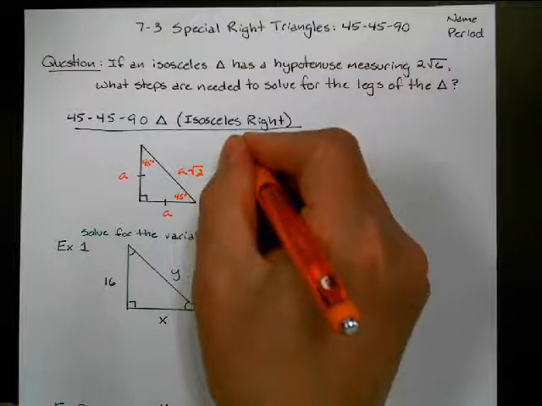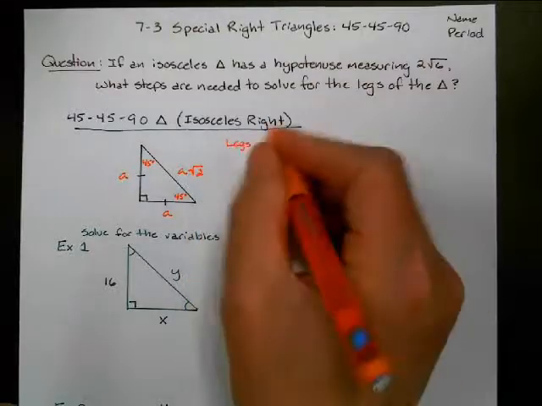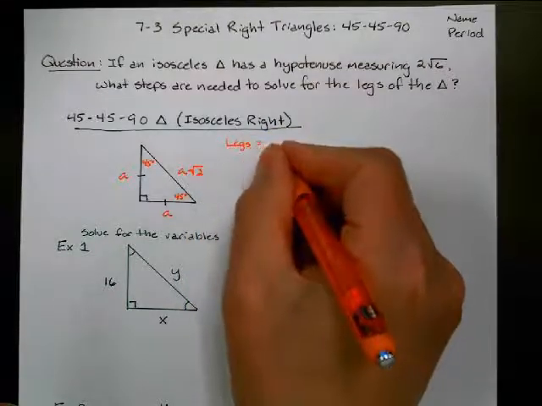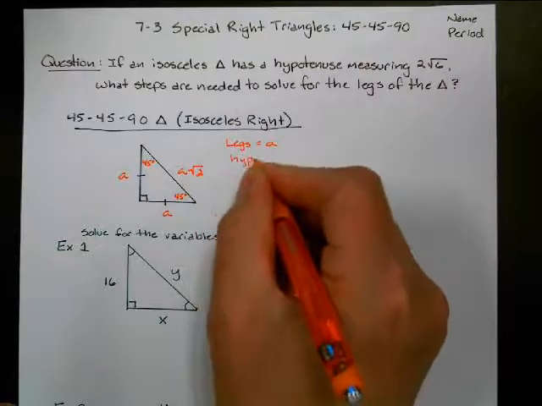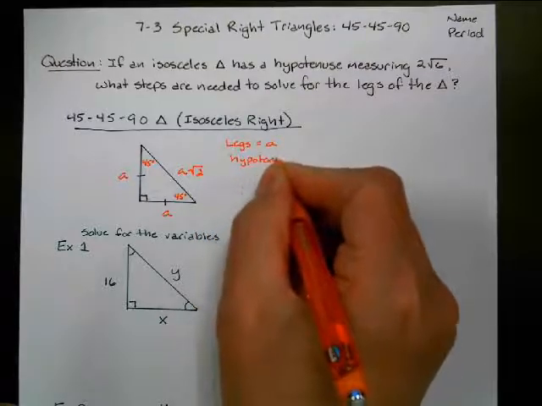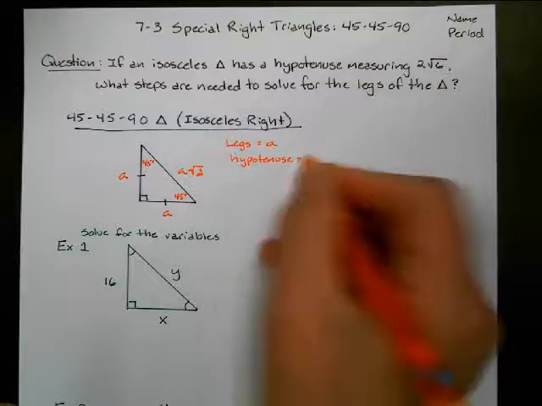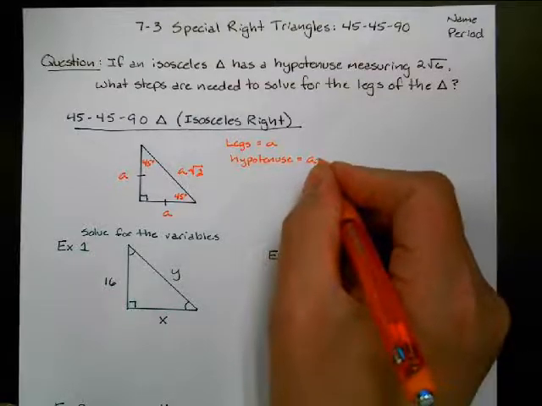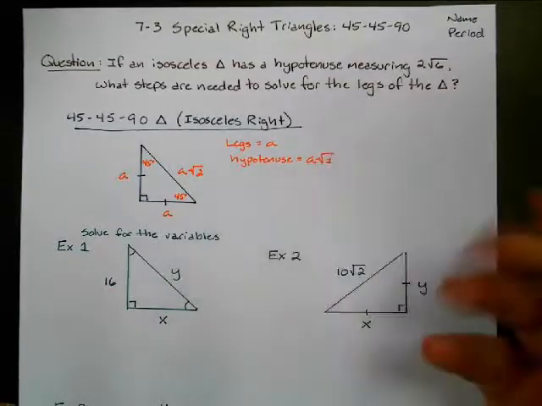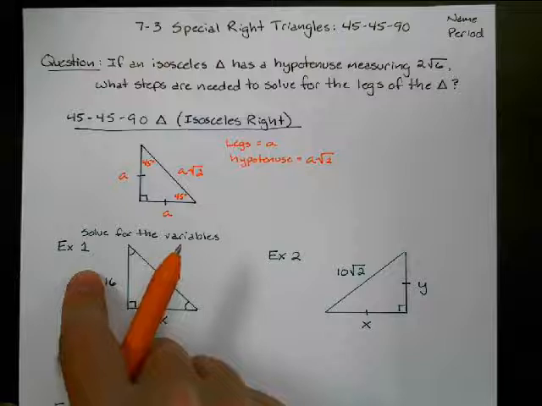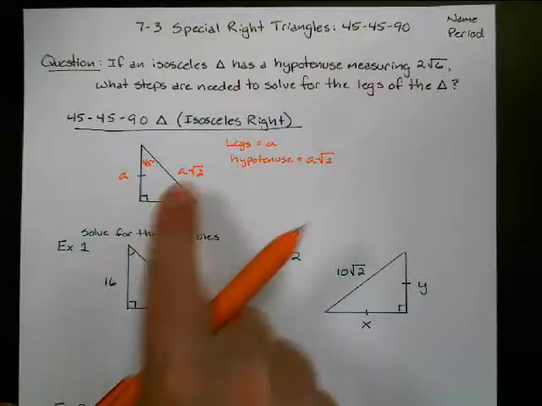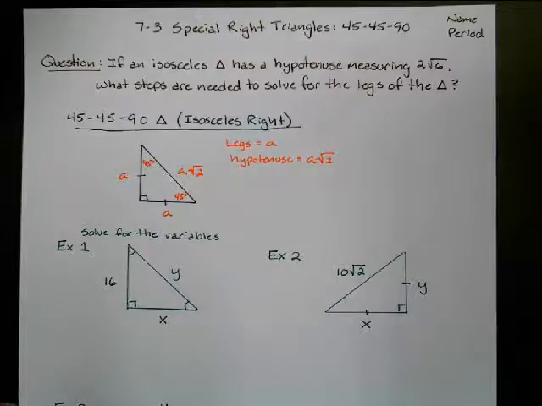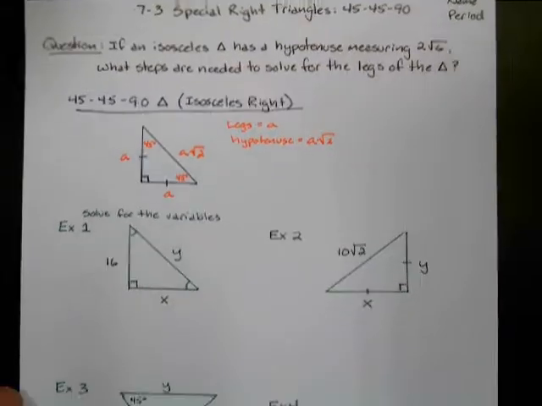The legs are going to be the same, and they're both going to be A. The hypotenuse is going to be whatever the leg was times root 2. You can actually do the Pythagorean Theorem and see that it works. You can do a squared plus a squared equals a root 2 squared, and it would work out. We're not going to do that because we're just going to move into the notes.